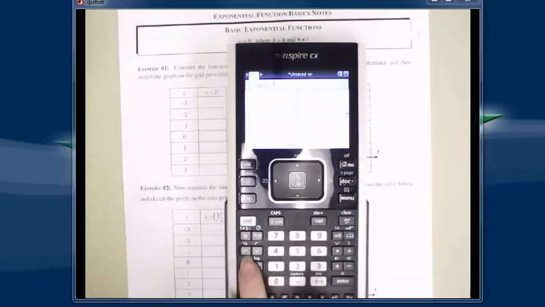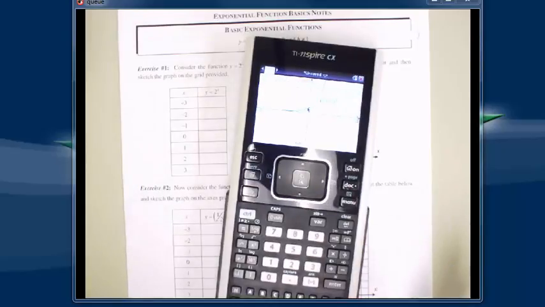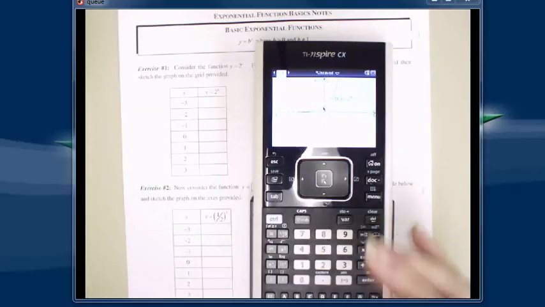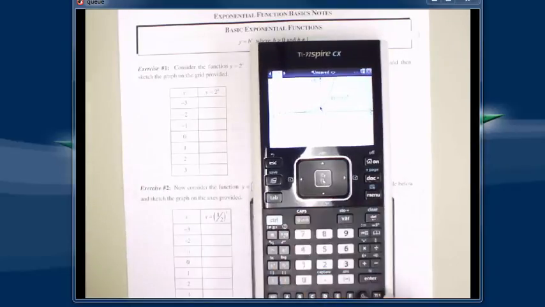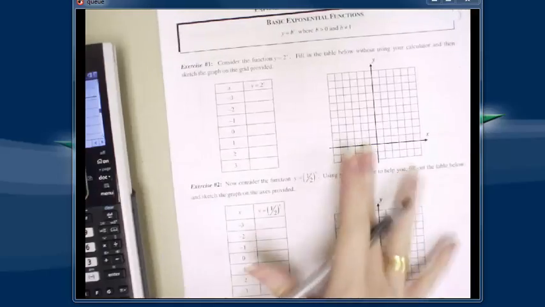You can see 2 to the x, and I hit enter, and I see that beautiful looking exponential curve. When you start to see this formation, you're going to get comfortable that that is what exponentials look like. So Control T, and then fill out the table.